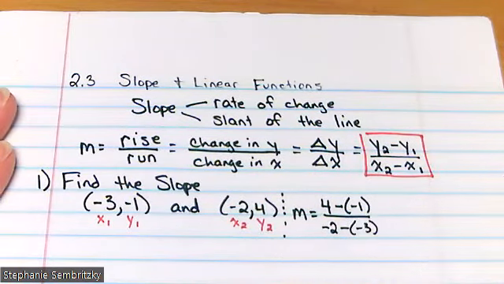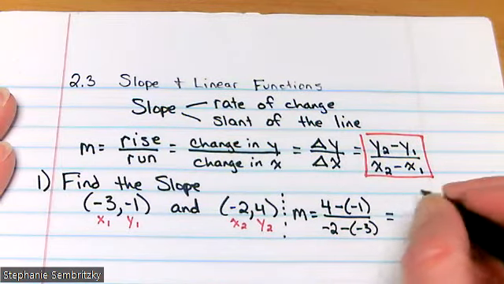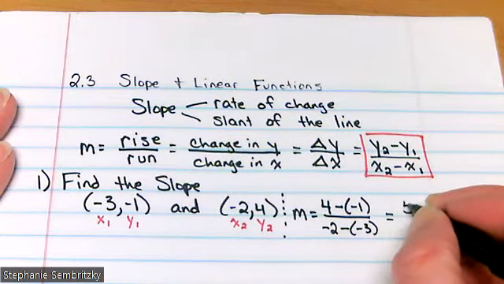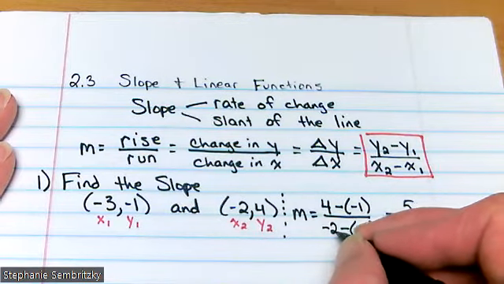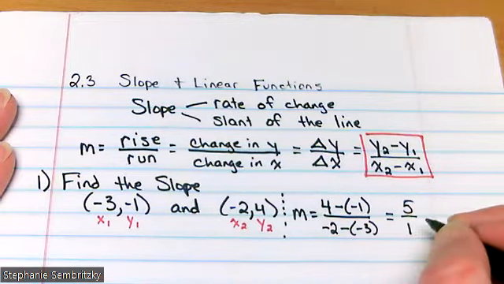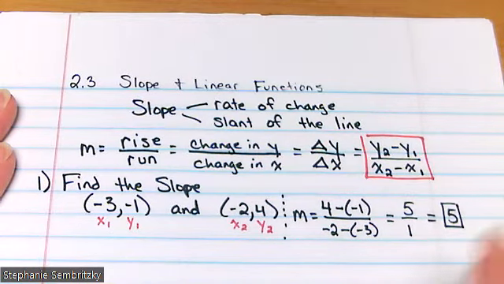Now be careful here when you're subtracting a negative. That's really plus, so 4 minus a negative 1 turns into 4 plus 1. And negative 2 minus a negative 3 would turn into negative 2 plus 3, or 1. So the slope between those 2 points is a 5.